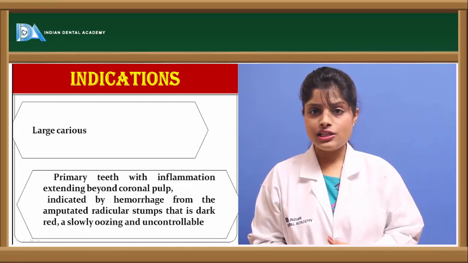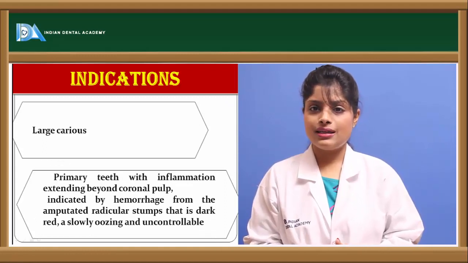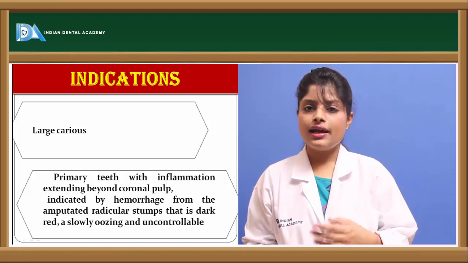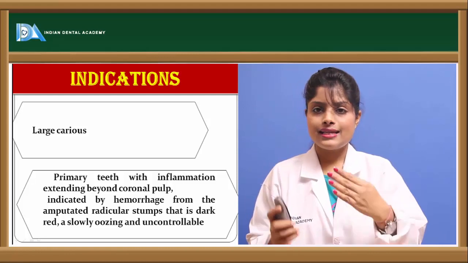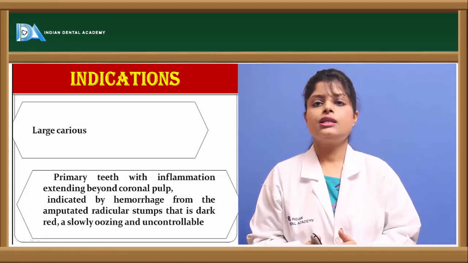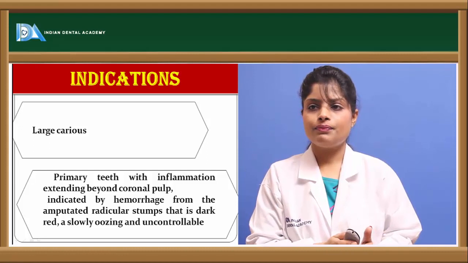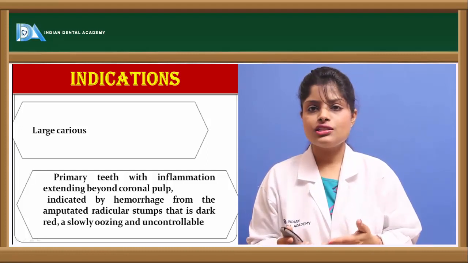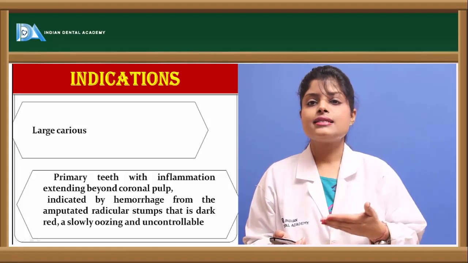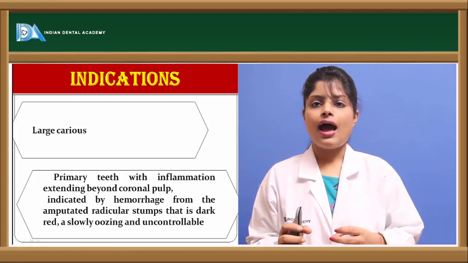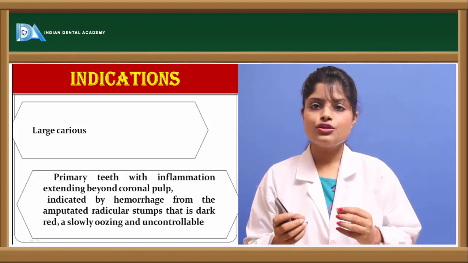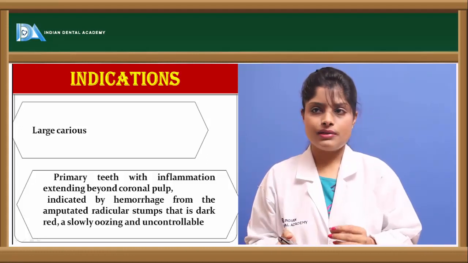The major indications for this type of pulpectomy are a large carious lesion in the primary tooth, infection extending beyond the coronal pulp to the radicular pulp, and hemorrhage from the amputated pulpal stumps that is dark red in color and slowly oozing out, but which is uncontrollable by any medicaments.